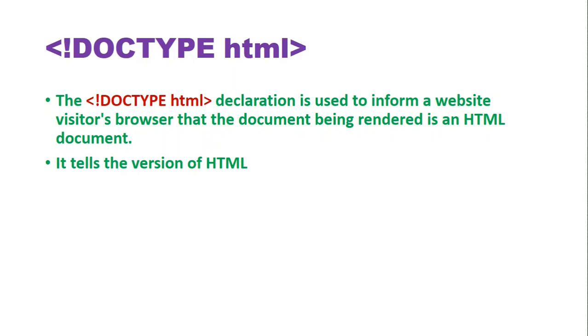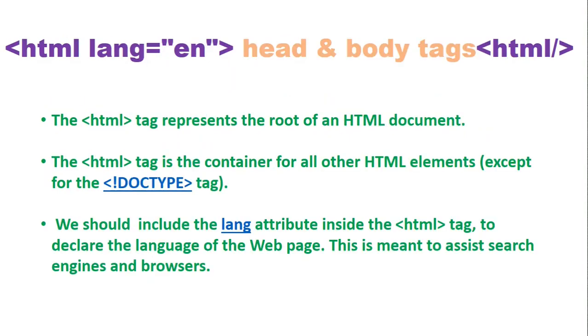So if we write this type of representation like doctype HTML, then we are telling the browser that we are using the version of HTML5. Next line in the boilerplate code is the HTML tag or HTML element with an opening tag and closing tag. And inside this opening and closing tag of HTML, we have the head tag and body tag.